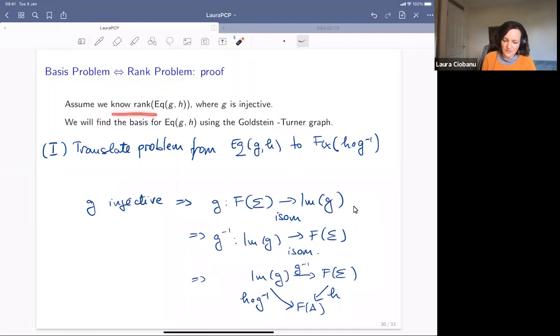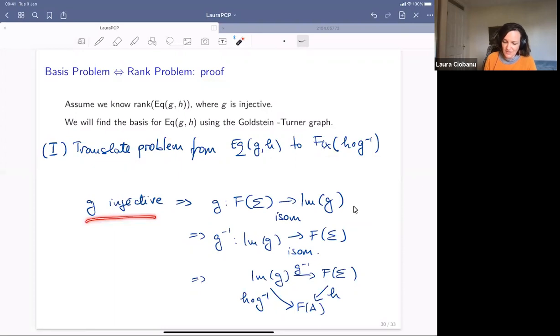So we assume that we know the rank of the equalizer. We need to assume that G is injective, otherwise the rank is infinite or might be infinite. And we want to find the basis for the equalizer using the Goldstein-Turner approach and graphs. Something not so exciting, but we need to translate the problem from equalizers to fixed subgroups. It can be done with a few maps.